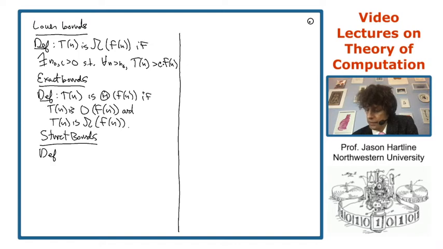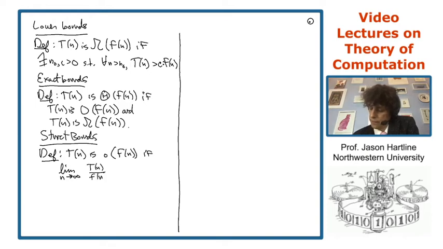Okay, so we'll say T of n is little o of f of n if, and now we'll use the limit notation, the limit as n goes to infinity of T of n divided by f of n is equal to 0.